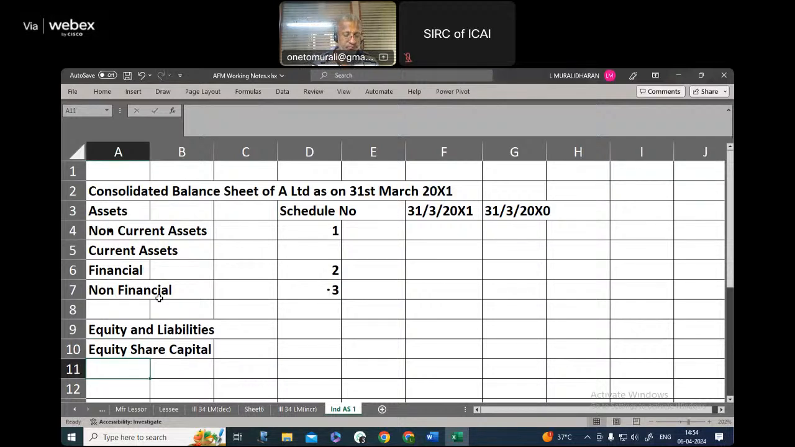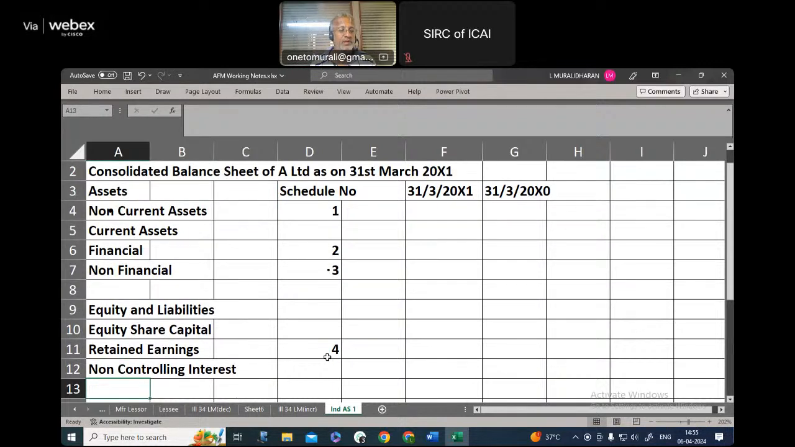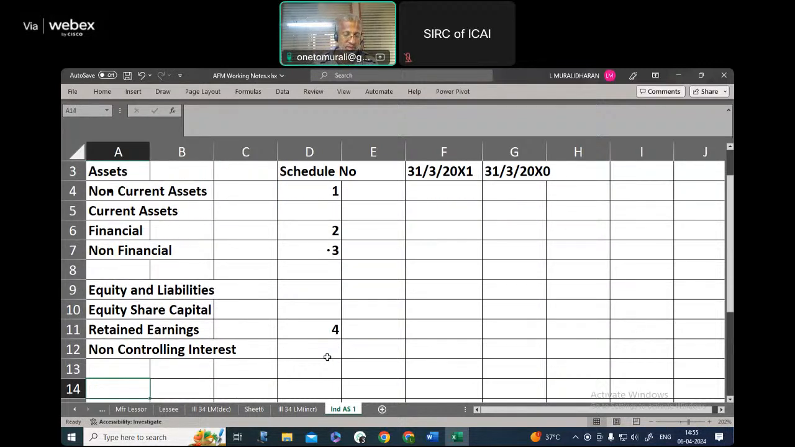Then you will take up retained earnings. So in this particular case, we will have a separate working note for retained earnings, because it is consolidated retained earnings that we will be taking up. Then we do have something called as non-controlling interest. Then we have liabilities.